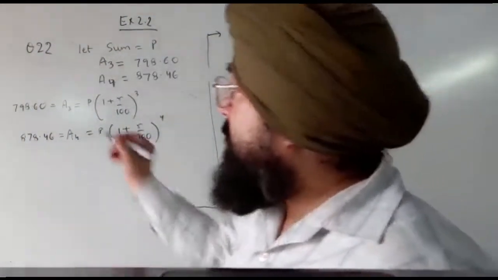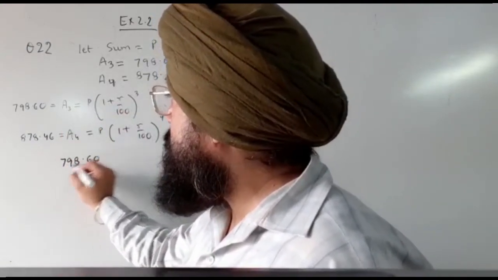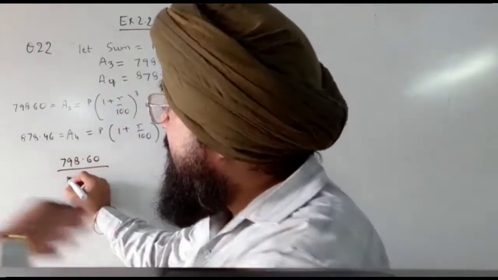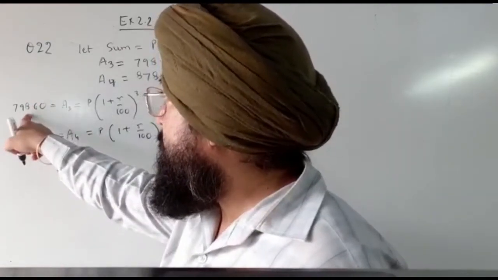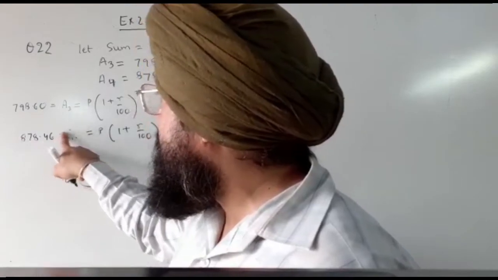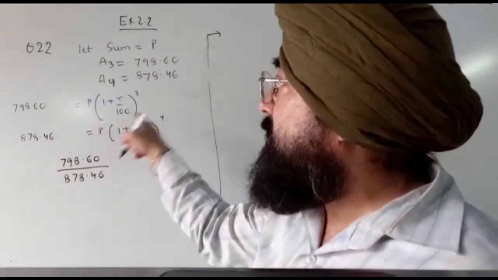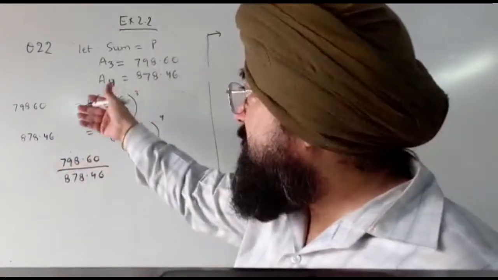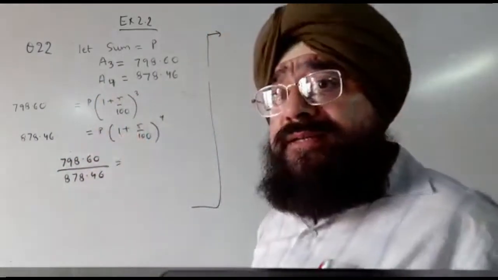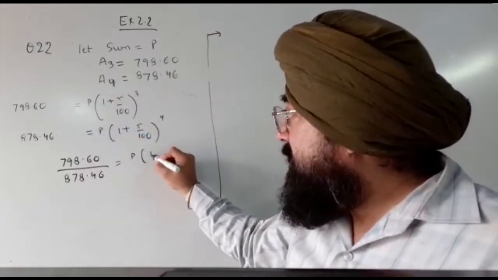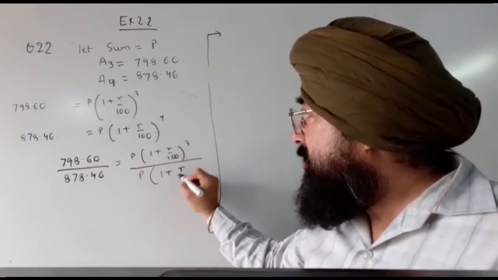And what you find, if you divide A3 by A4, that is, if you divide 798.60, you get on the LHS 878.46. If you divide, this is your amount 3 and this is your amount 4. So A is equal to P in the bracket this. If I divide this equation by this equation, I get amount upon amount is equal to, you see that P and P gets cancelled, isn't it? Okay, I write it and then I cancel it. P times 1 plus R upon 100 to the power 3, and I write it as P times 1 plus R upon 100 to the power 4.